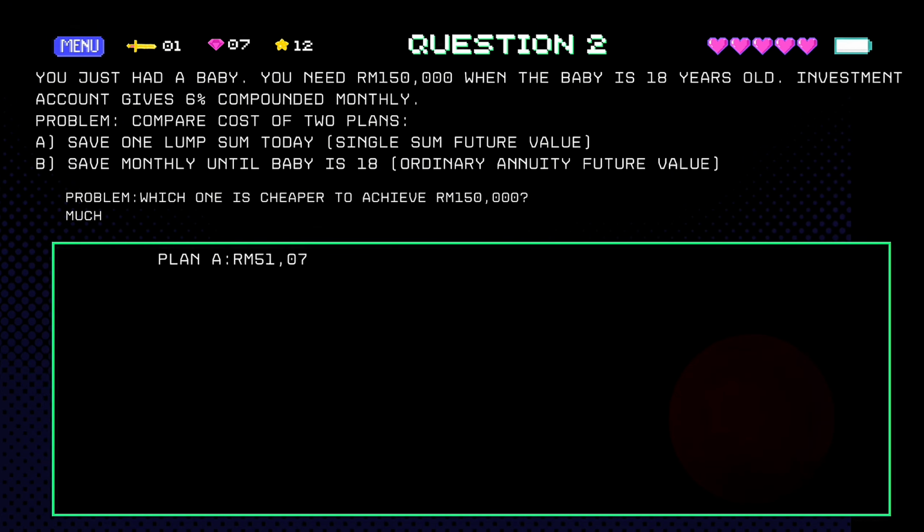Let's compare these two plans. Plan A is 51,076 ringgit 59 cents. Plan B is 83,643 ringgit 84 cents. Which one is cheaper to achieve 150,000 ringgit? The answer is Plan A is cheaper to achieve 150,000 ringgit.